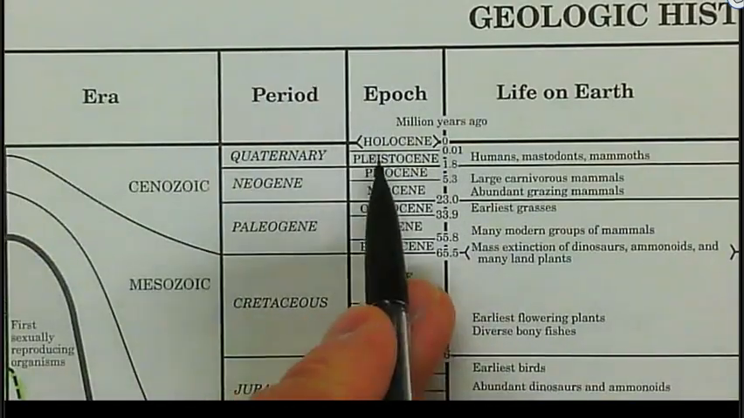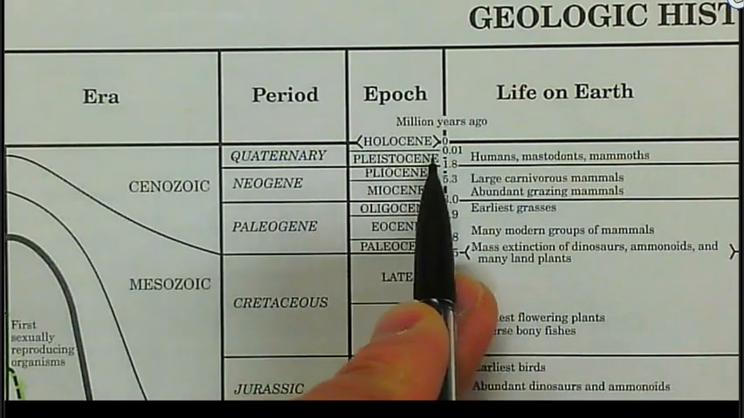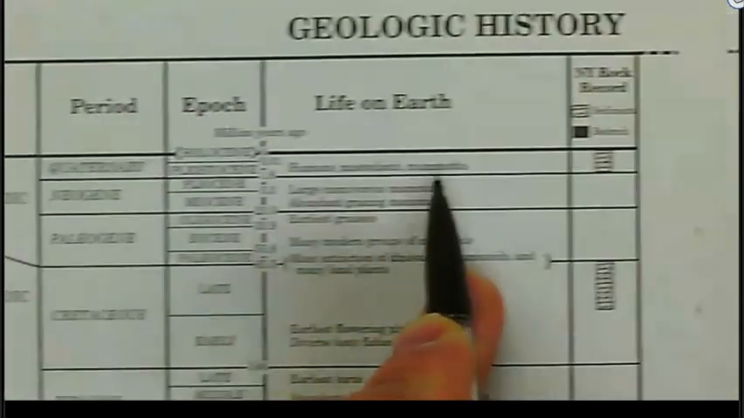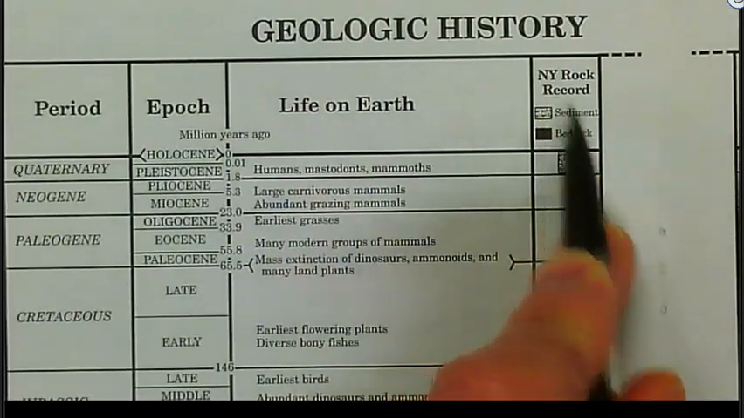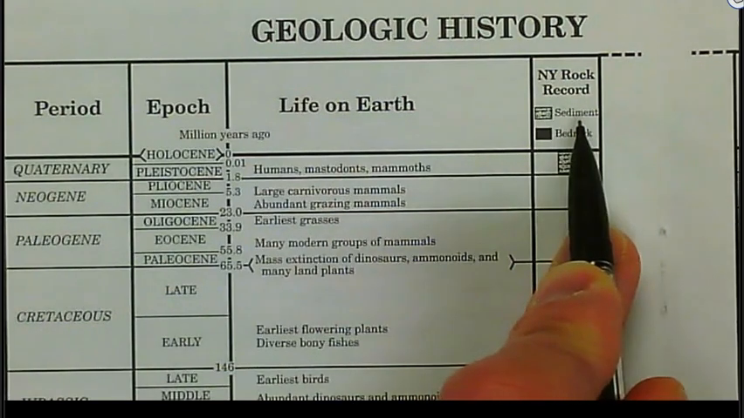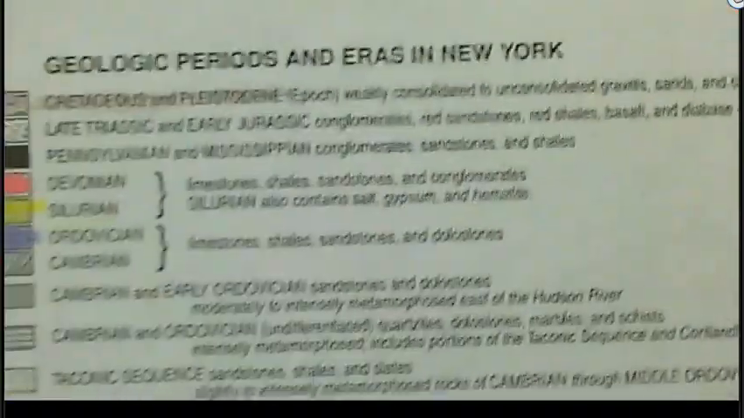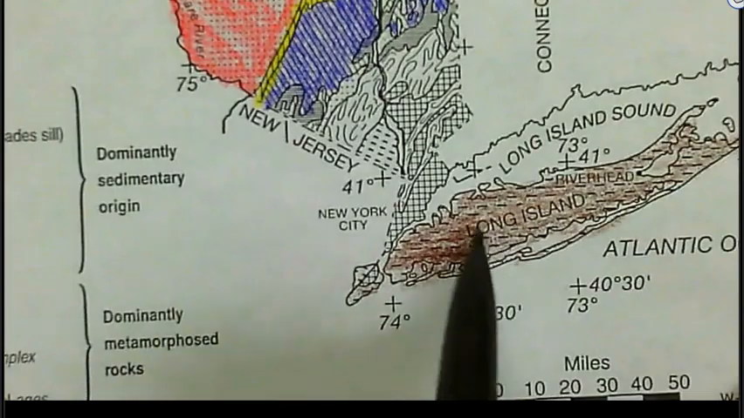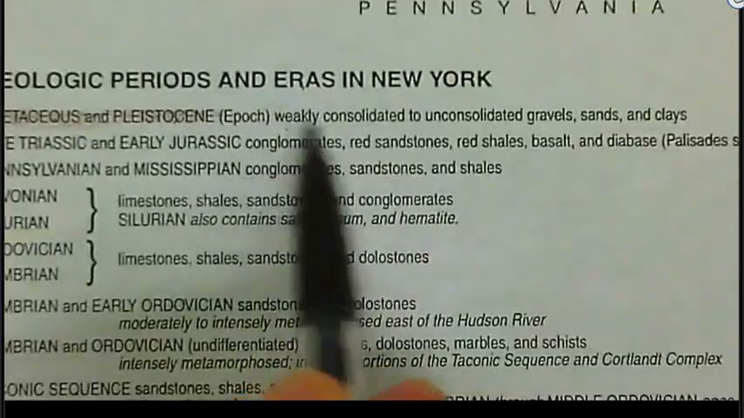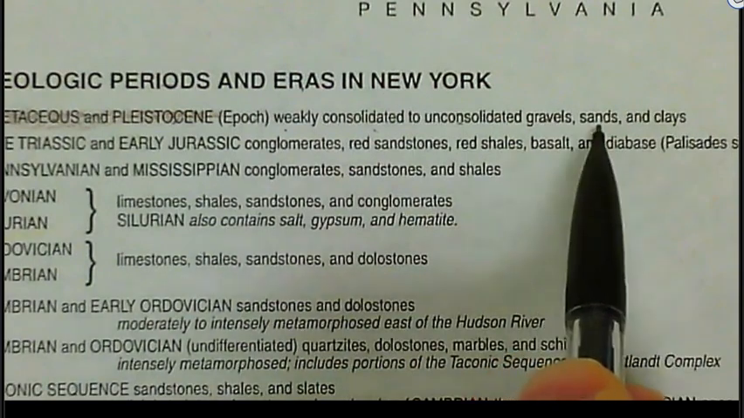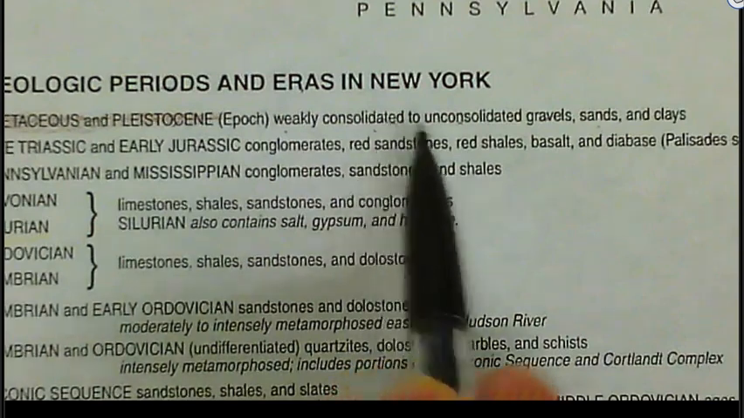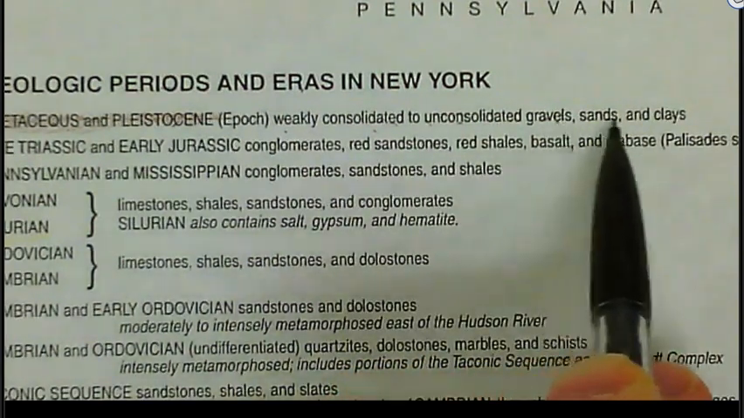We're going to come over here to these epochs. There's the Pleistocene right there. So that's an epoch, and notice how far up it is, how recent that is, right? This is very recent. And notice that it's not rock, it's not bedrock, but it's just sediment. And sure enough, when we read what it says here, it tells us that this material, where Long Island is, is weakly consolidated to unconsolidated gravels, sands, and clays. It's not a rock yet. Consolidated means put together like a rock to make solid. Well, it's unsolid. It's just gravel, sands, and clays.